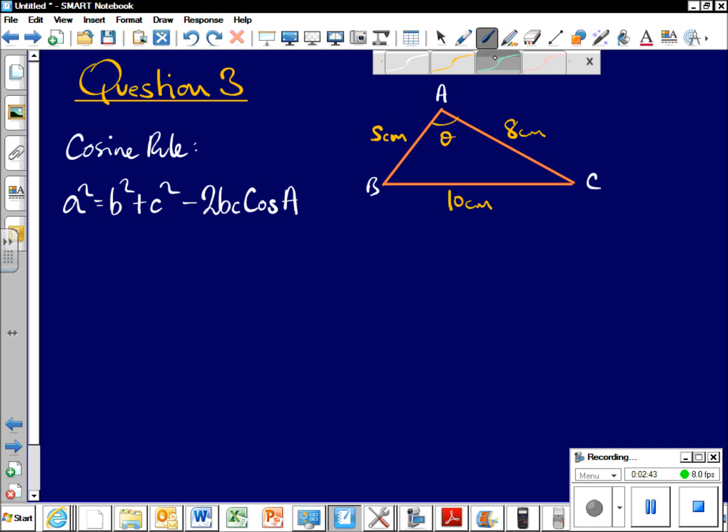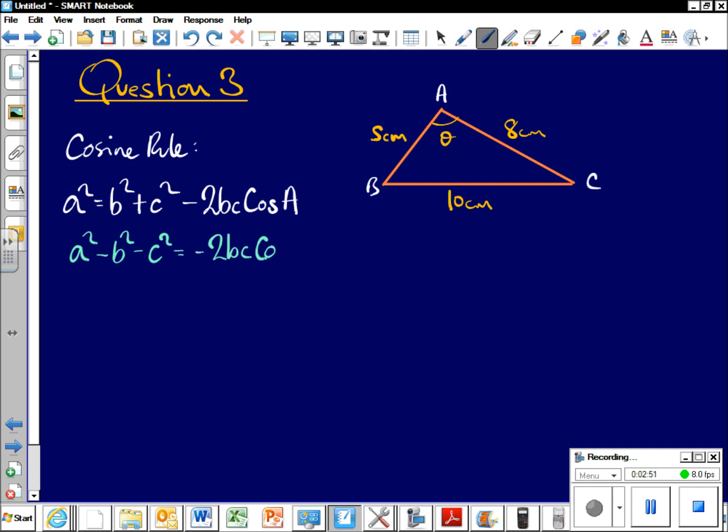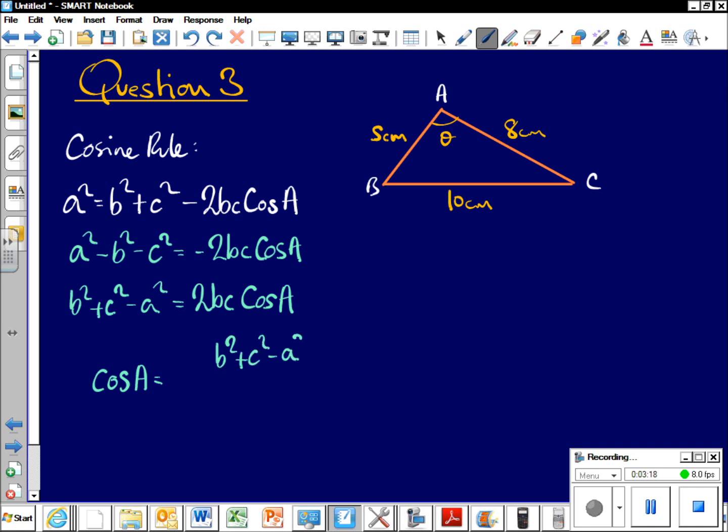Bring the b squared and the c squared over. So a squared minus b squared minus c squared equals negative 2bc cos A. Then what I'll do is times this by minus 1. Okay, so it's going to get me b squared plus c squared, take a squared, is equal to 2bc cos A. Then I'm going to divide by 2bc. So I get cos A is equal to b squared plus c squared, take a squared, divided by 2bc.